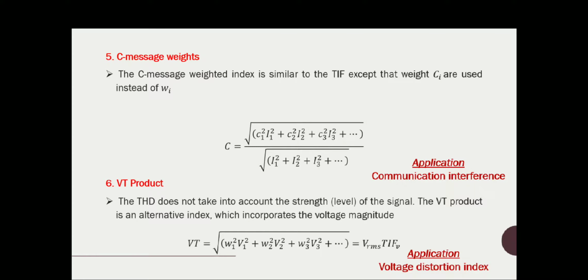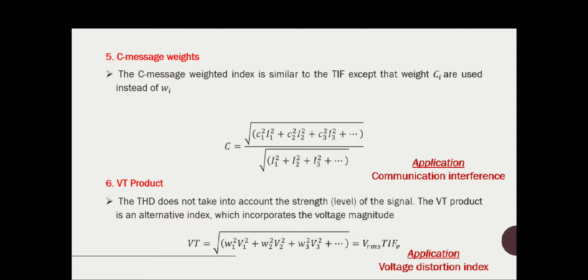THD does not take into account the strength of the signal. So VT product is an alternative index which incorporates the voltage magnitude. So mostly THD is measured as a current THD. VT product measures the voltage distortion.